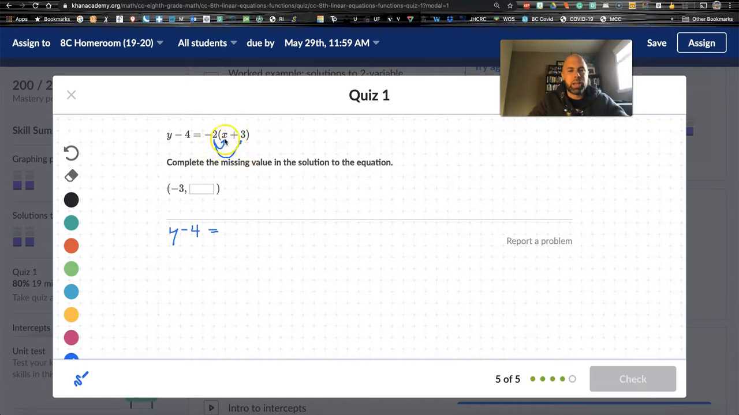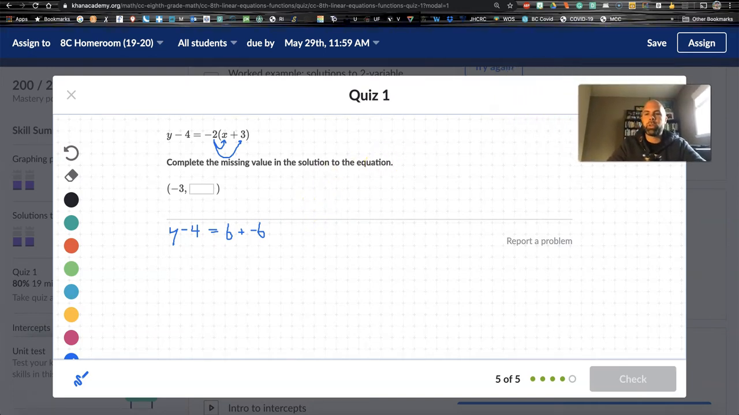So -2 times x is going to be, x is -3. -2 times -3 is going to be +6. A negative times a negative is a positive. And -2 times +3 is going to be -6, because a negative times a positive is a negative. What I just said there, the multiplication rules for integers, is something we didn't really spend a lot of time on this year, and maybe we should.